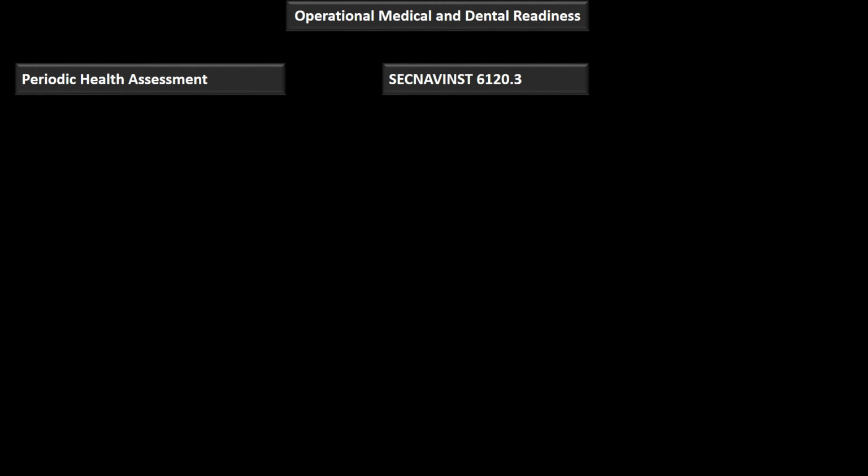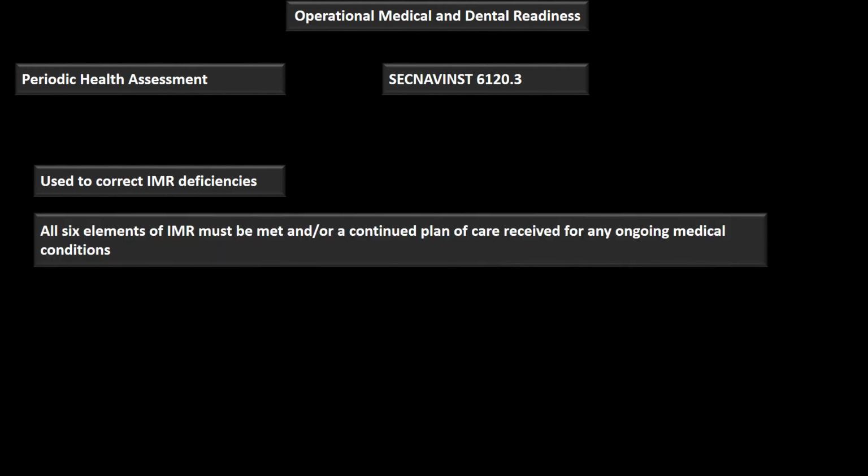and the purpose of a periodic health assessment is to correct those individual medical readiness deficiencies, okay? So all 6 elements of the IMR must be met, or a continued plan of care must be received for any ongoing medical conditions for that to be complete. So for you to complete your PHA, all six of those elements have to be met, and we have to have a plan in place to meet them or deal with any ongoing medical conditions.